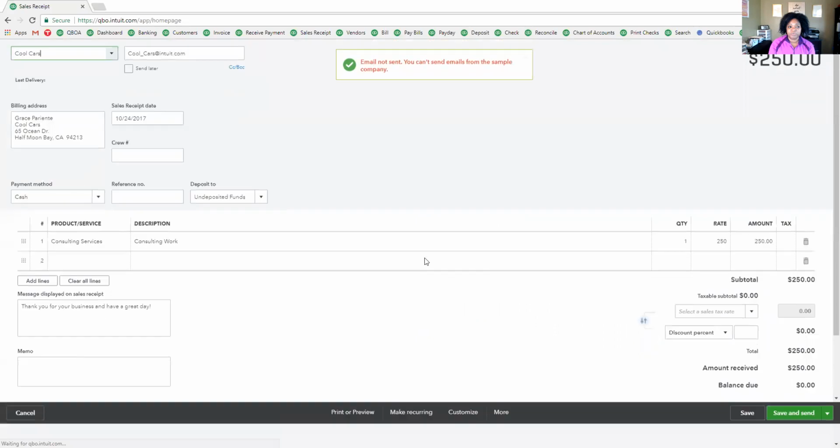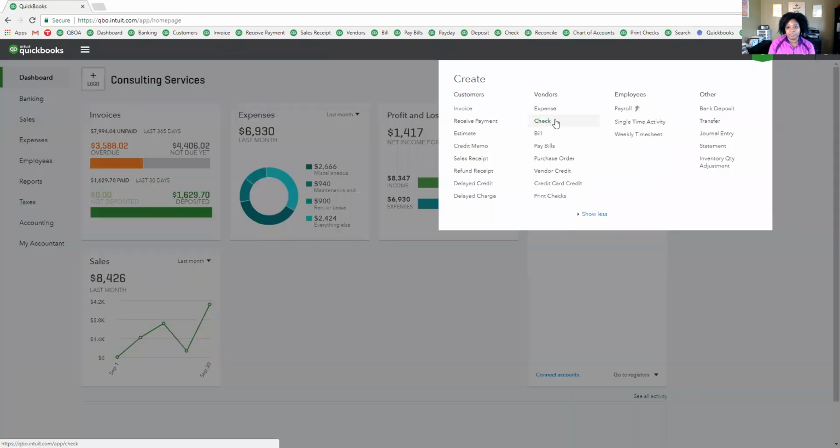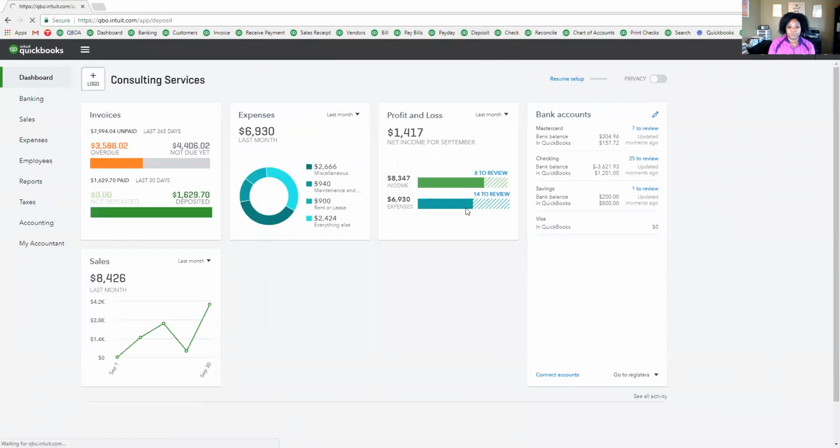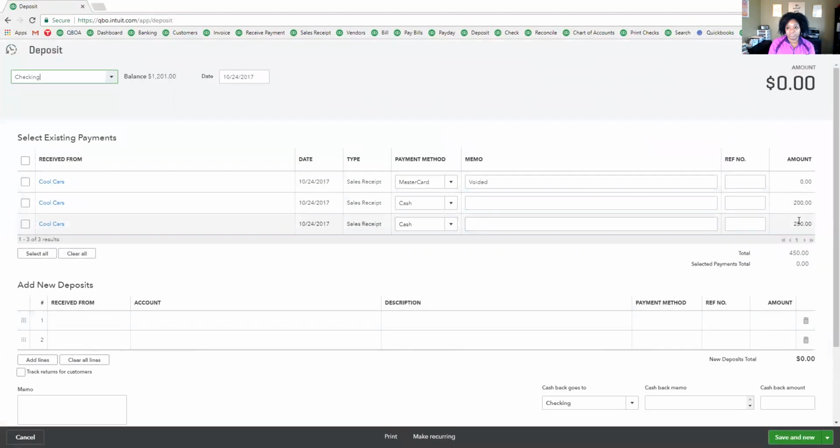So this is one way you can speed up how long it takes for you to receive payment from your client. So instead of waiting for them to pay you at a later date, you can actually receive the payment today. So if we go to the deposit screen and look at our deposits, we'll see that that transaction we just created for $250 is right here waiting for the rest of the deposits for the week to be recorded.